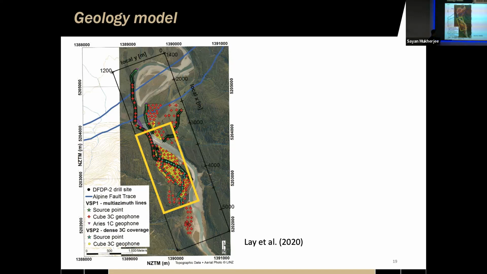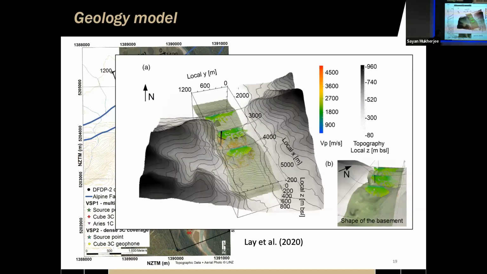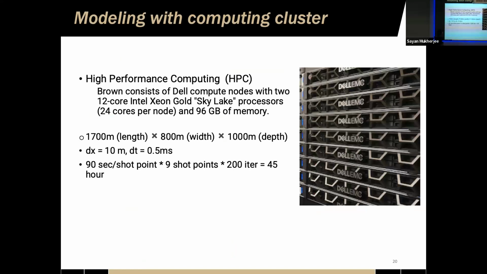Luckily, we have a colleague who also worked on this data set in this area. Her name is Mary Lay. She used all the red cross points inside this area to produce a 3D P-wave velocity tomography, and I use that as my geology model. You can see here the 3D model of the basement, and this is the trajectory of the borehole. Okay, I really need to speed up.